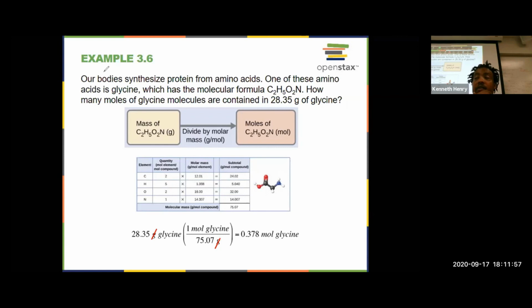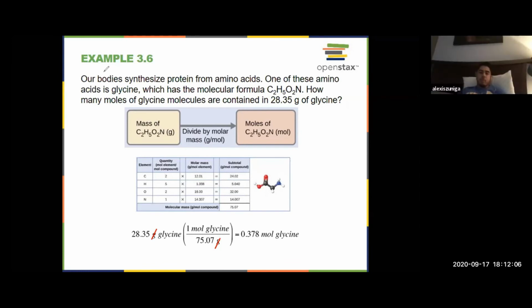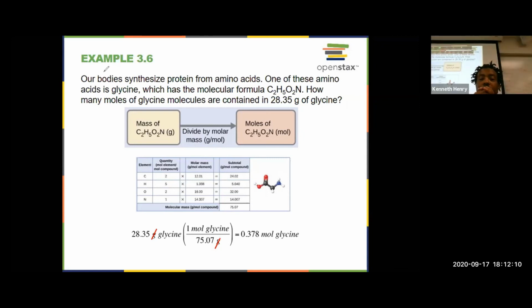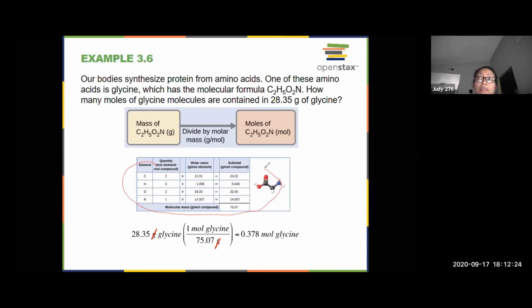Okay, so in this context, the first thing that we're going to do is do what? Find the molecular mass. Calculate the molecular mass. Okay, so here we have the molecular mass essentially calculated for us. Piece of cake. All right, you guys are already comfortable doing that. So let's do a real problem, right? Forget glycine.